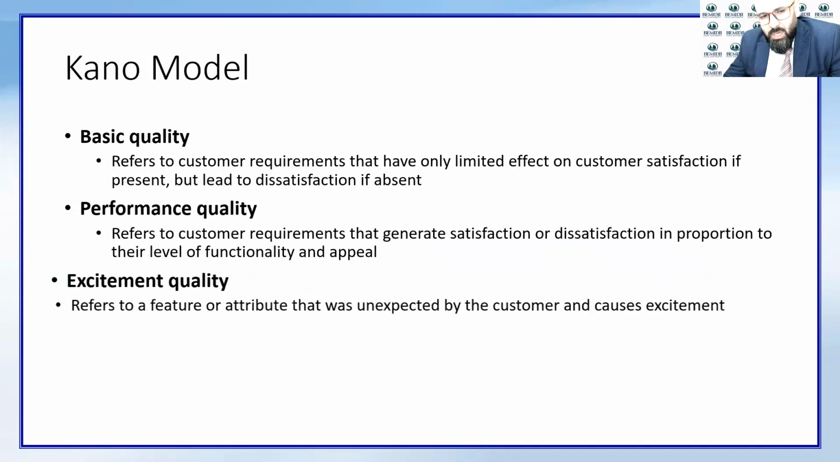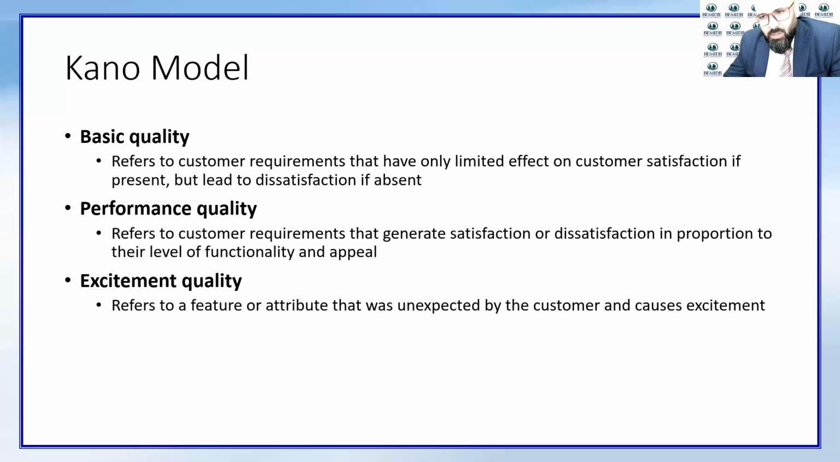Another technique that we use to focus on quality and capturing the voice of the customer is the Kano model. The Kano model is divided into three qualities. Basic quality refers to the customer requirements that have only a limited effect on customer satisfaction if present, but lead to dissatisfaction if absent. So for example, if you're talking about cell phones, texting is one of the basic qualities. Whenever you buy a phone and buy a plan, you are expecting to have text and call. That would be basic quality.